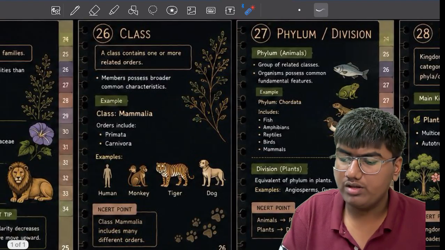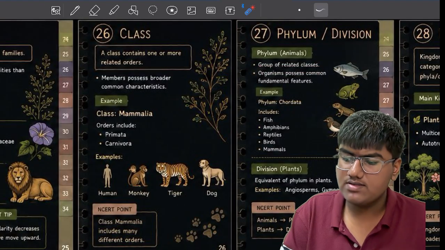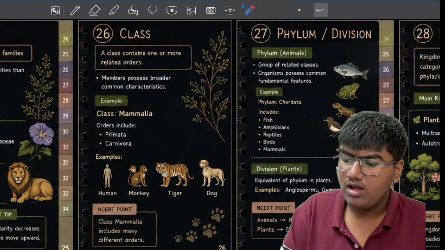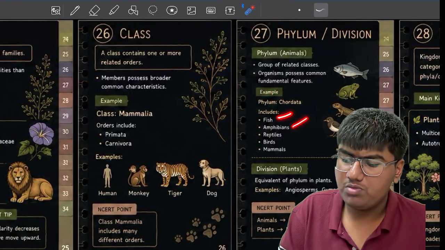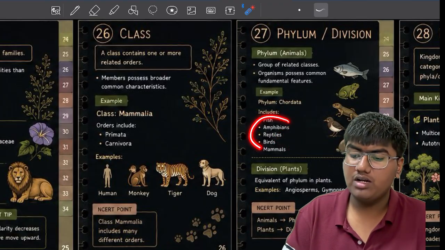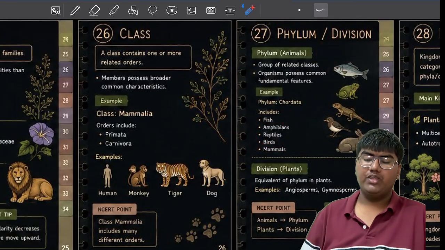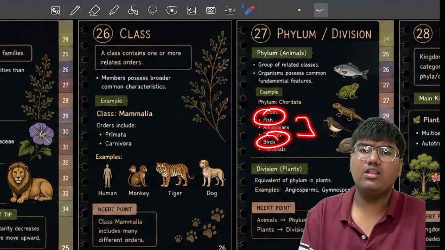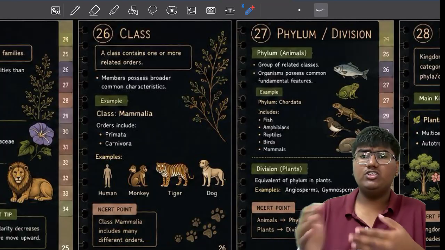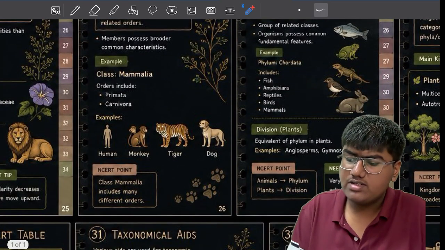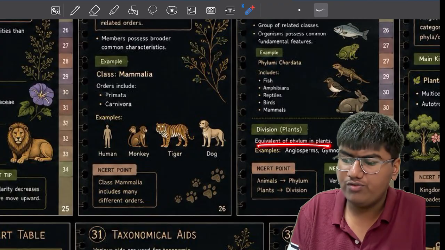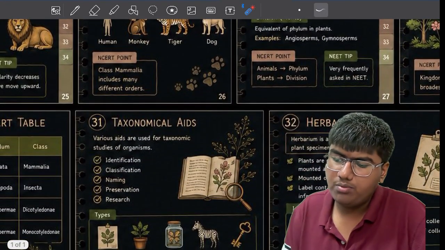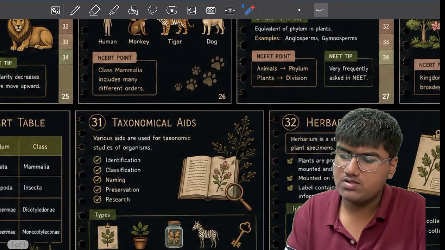Phylum, the broader one here. A group of related classes is nothing but phylum. Organisms possess fundamental features. Phylum Chordata includes fishes, amphibians, reptiles, birds, and mammals, which are nothing but classes present in the phylum. Again, there are many organisms like fish and birds. You can compare, there are fewer features that they have in common. Next, division is considered in plants equivalent to phylum in animals. Examples: Angiospermae and Gymnospermae. NCERT point: in animals it is phylum, in plants it is division, very frequently asked.